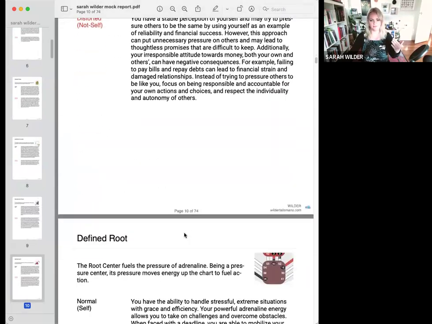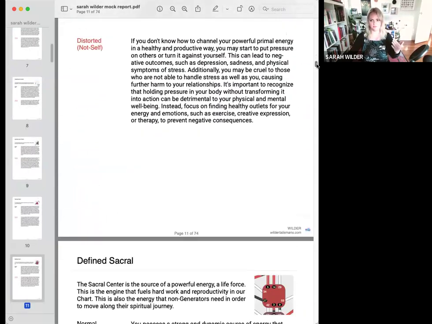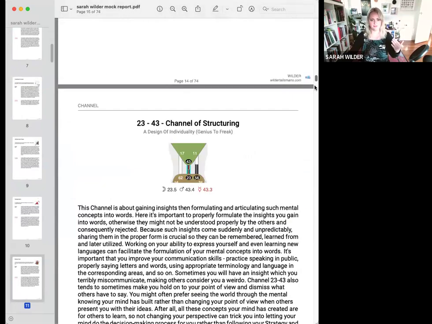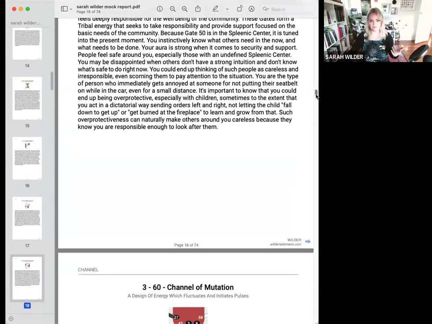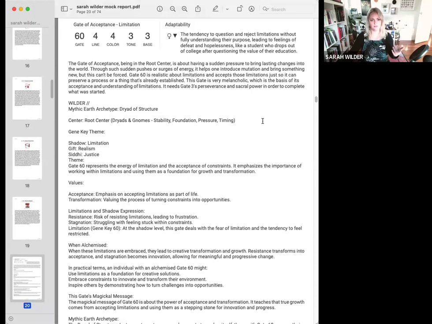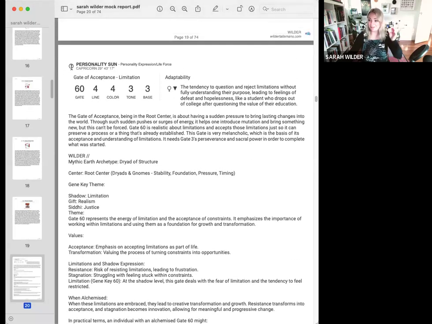So it basically covers all the centers. I'm going to move a little bit quicker here. It's got all of the channels. So channels are really, really important to know about. So looking at each of your channels, and there's big write-ups on each of the channels. You've got your gates. So then it breaks down all the individual gates.